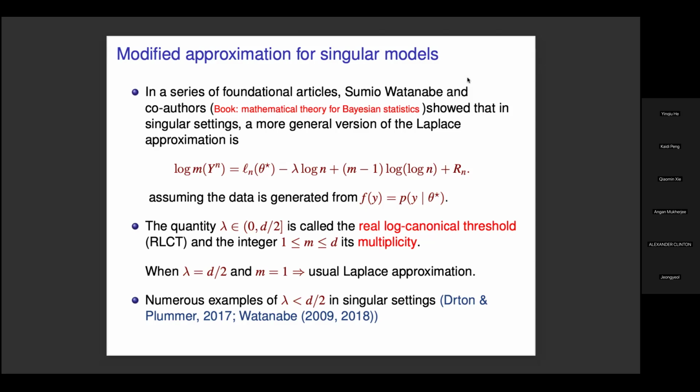So this lambda and m are called the real log canonical threshold and its multiplicity. The typical range for lambda is between 0 and d over 2, and m is between 1 and d. m is an integer. So you can see the Laplace approximation corresponds to lambda being d over 2 and m being exactly 1.